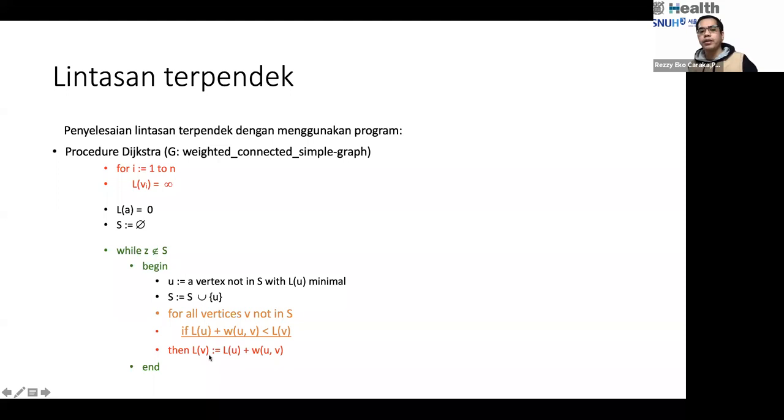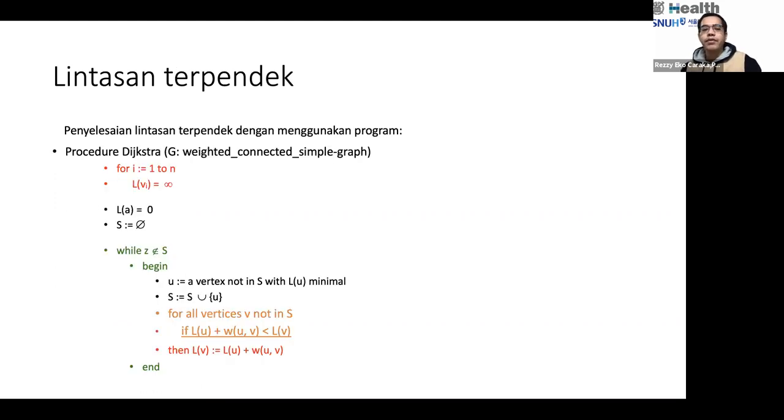And then we can compute by using this criteria: L(V) should be updated to L(U) plus W(U,V). So this is our criteria, and the pseudocode can end. So this is the procedure of using the Dijkstra algorithm.